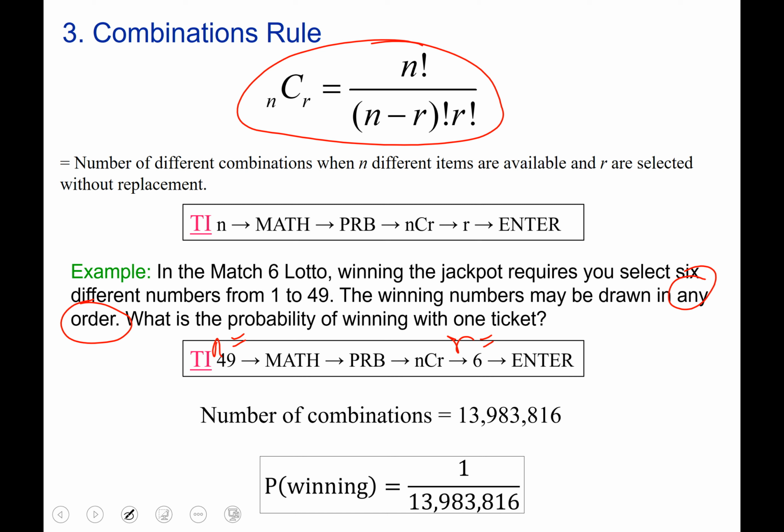I want to see that as a decimal. 1 divided by 13,983,816. I got 7.5 times 10 to the negative 8. So that's scientific notation. That'd be 0.6 zeros and a 7 probability of selecting the winning combination. So interesting to know. All right.